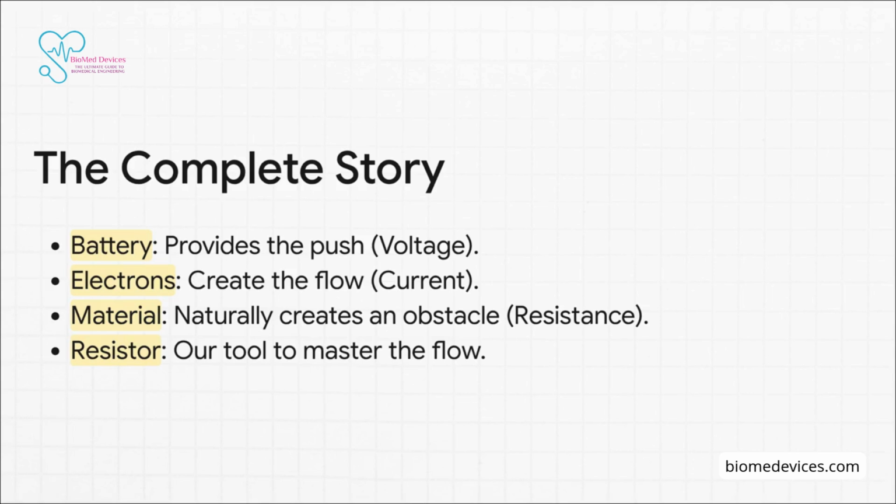You've got the battery, which provides the push. That's the voltage. You've got the electrons that respond to that push by moving. That's the current. The atoms of the wire itself create that natural obstacle course. That's resistance. And finally, the resistor is our purpose-built tool, our precision-made obstacle that we put in to master that flow. See? It's all one connected story.